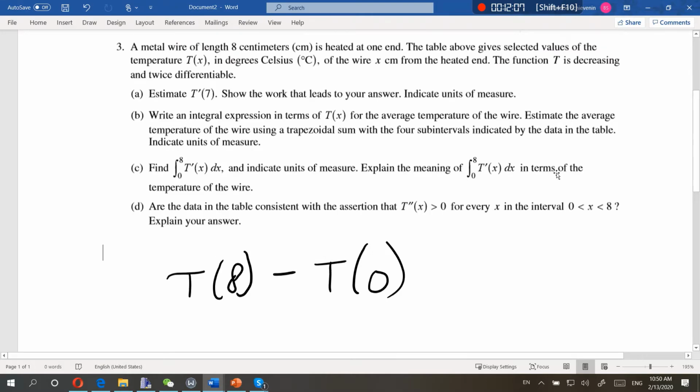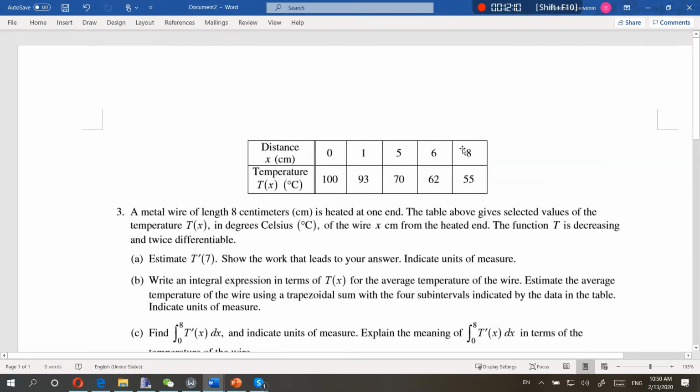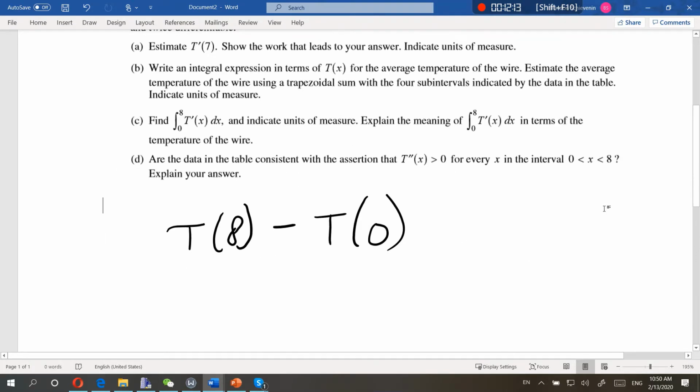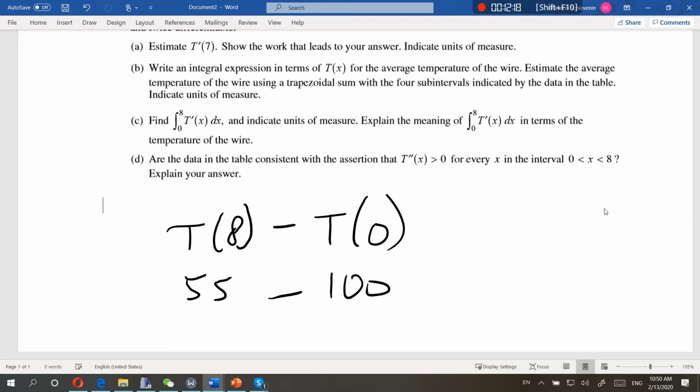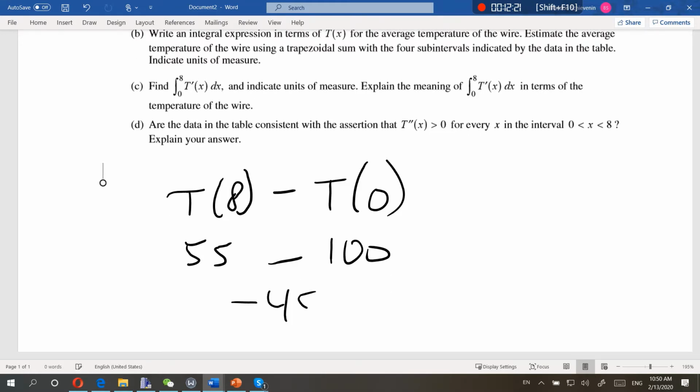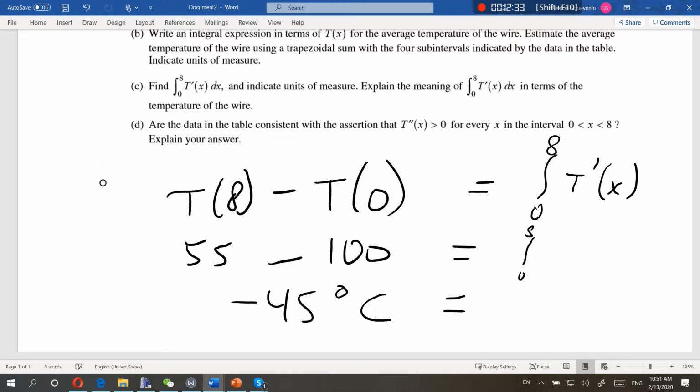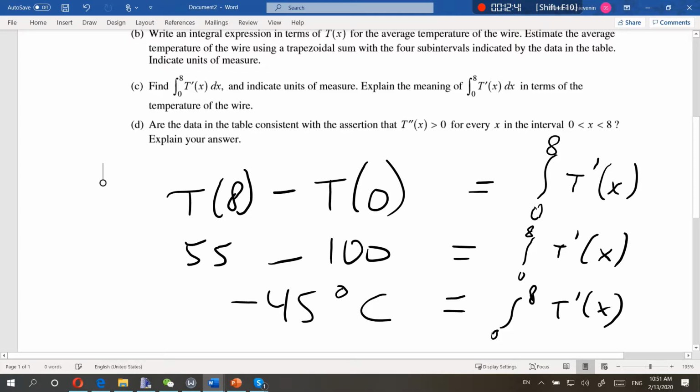So then I can go up here and figure out what our temperatures were there. T of 8 was 55 and T of 0 was 100. So that's 55 minus 100, or negative 45 degrees Celsius, is equal to the integral from 0 to 8 of T prime of x dx. But what does it say in terms of the temperature of the wire?